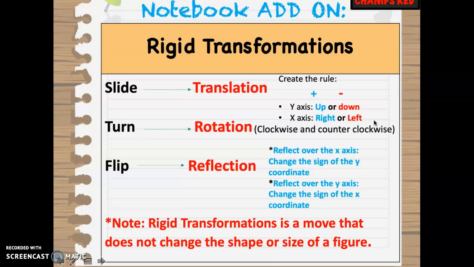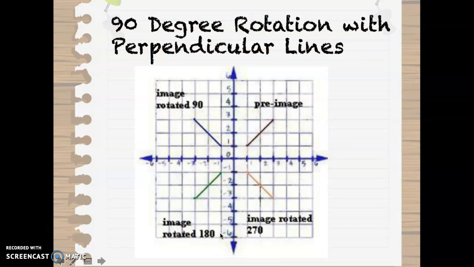The other thing we want to talk about is reflection. Reflection is always going to be the same distance from the line of reflection. So, if you reflect over the x-axis, that means your object or your point goes over the x-axis, then you change the coordinate of the y. I'll show you that in a little bit. And again, if you reflect over the y-axis, you change the coordinate of the x. Some people needed a diagram for the 90-degree perpendicular line rotation. If you need to add this to your notebook, pause the video and go ahead and do that now.